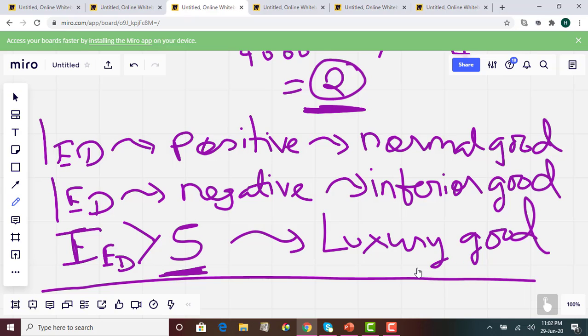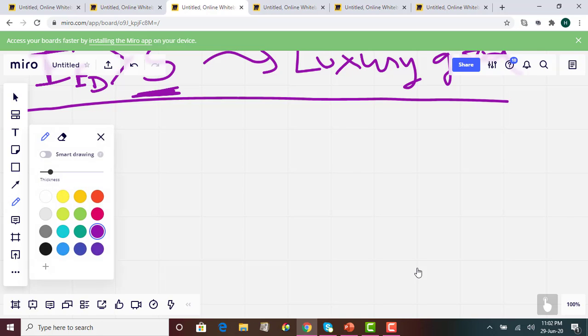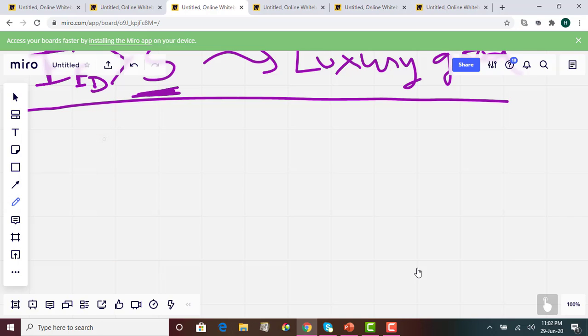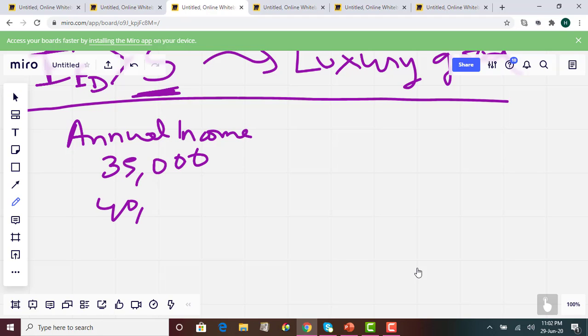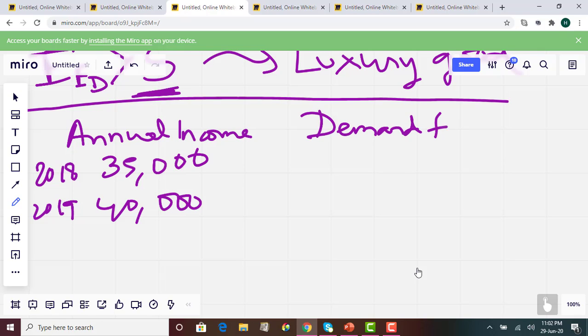Okay, I want to do another quick example with inferior goods, just to show that we can end up with a negative number, so you guys are clear on that. Let's say you're given annual income of $35,000 and $40,000. This is for 18, and in 19 you get a promotion and your income goes up to 40,000 per year, and demand for used clothes is also given. In general, we know used clothes is probably an inferior good, but let us find out if it meets the criteria.